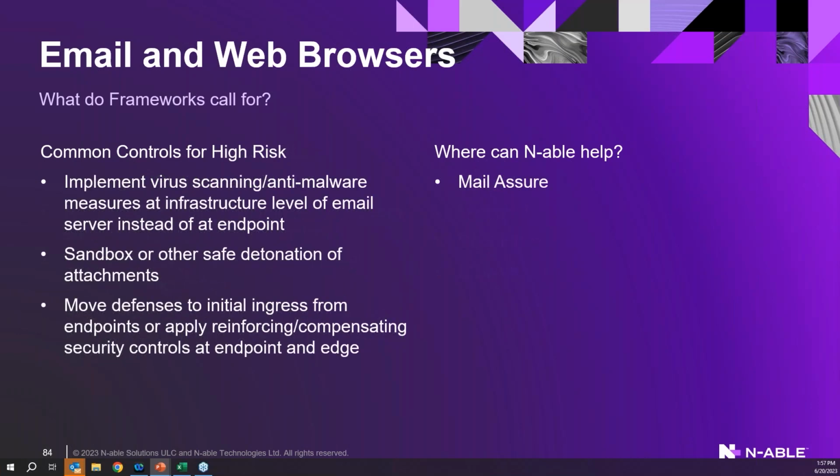And for high risk, they ask for implementing scanning and anti-malware measures at the infrastructure level instead of the endpoint level. So they want you to move those types of anti-malware defenses away from just the endpoint out to your perimeter. Because it used to be 12 years ago, 15 years ago, you got your antivirus solution or your endpoint protection solution for business that had an email security feature in it that would scan your emails and your attachments on the computer locally for you.